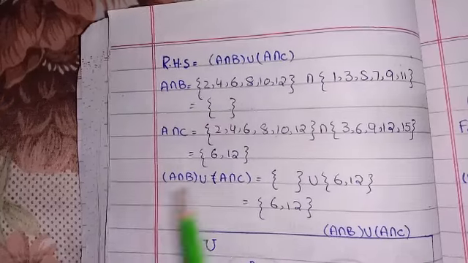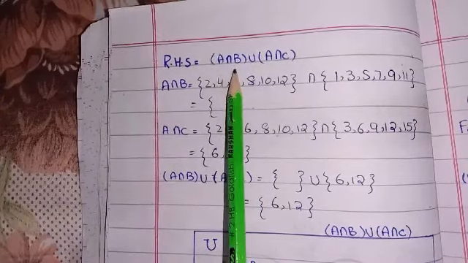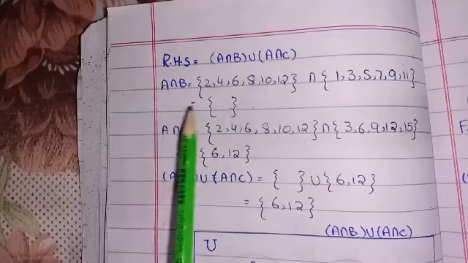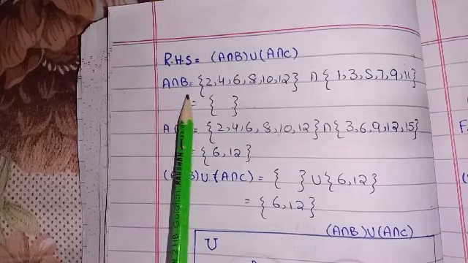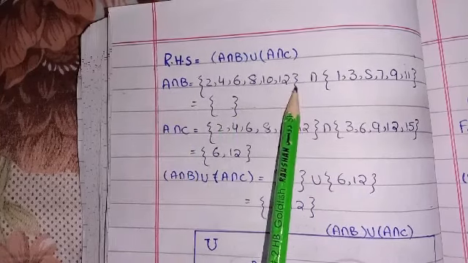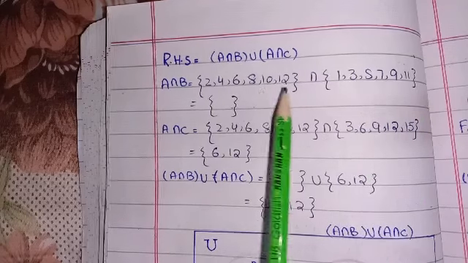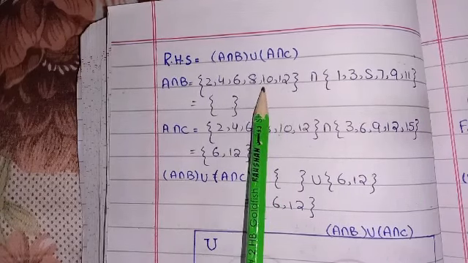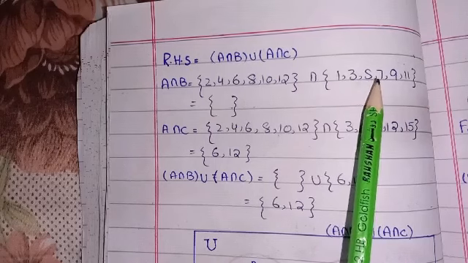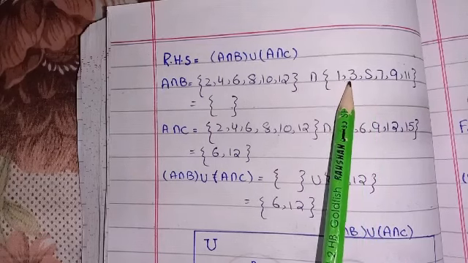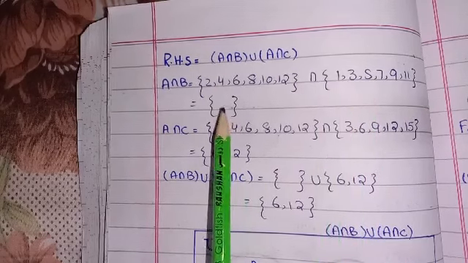Now students, here is our right hand side, which is equal to A intersection B union A intersection C. First we will take intersection of A and B. First we will write A set and then intersection, then our B set. As you can see, in A set we have all even numbers and in B set we have all odd numbers. There is no common element in both sets, so the answer is the empty set.